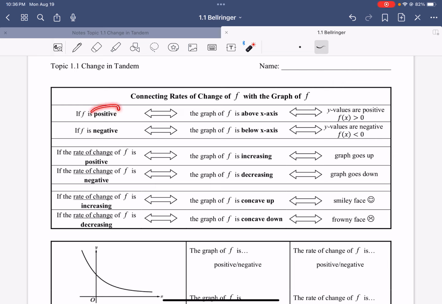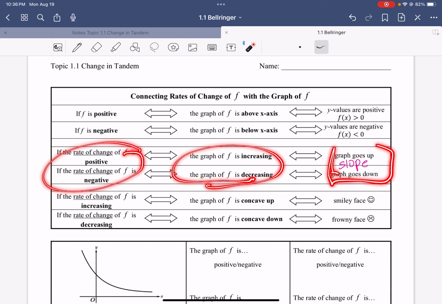Now, it gets confusing because the positive and negatives can also be attached to this statement, the rate of change is positive or the rate of change is negative. But these two do not mean the same exact thing. This one is above or below the x-axis. This one can also be read as the graph of f is increasing or decreasing, and this is talking about your slope. Does the graph go up or does the graph go down? Okay, so two different ways to ask you about slope. Literally, does it go up or down? They can say, is the rate of change positive or is the graph of f increasing or decreasing?